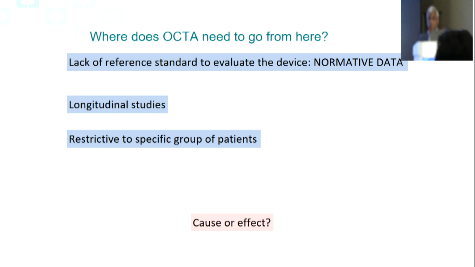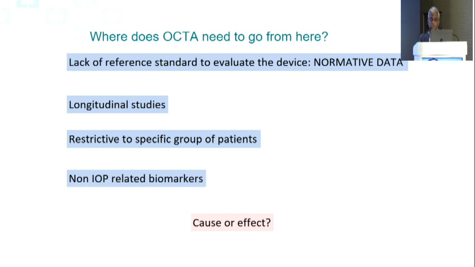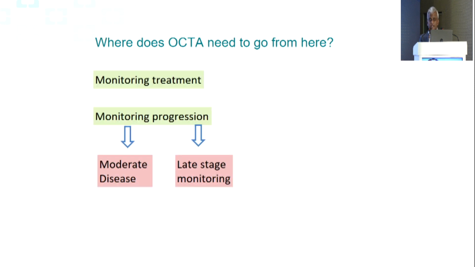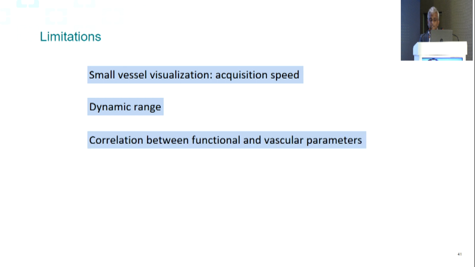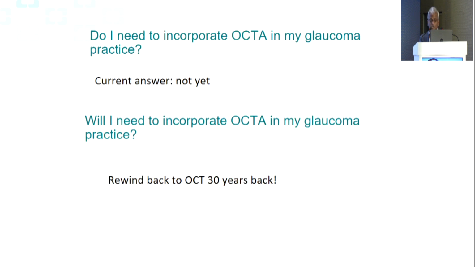It is restricted to specific groups of patients. Non-IOP related biomarkers need to be figured out, and we still don't know whether it's cause or effect. That's the answer to this. So it's good probably at this point to monitor progression in moderate and late stage disease, and small vessel acquisition is difficult because of the speed of visualization. The dynamic range is still a question. Correlation between structural and functional parameters needs to be better established. The flow signal quantification is still a challenge.